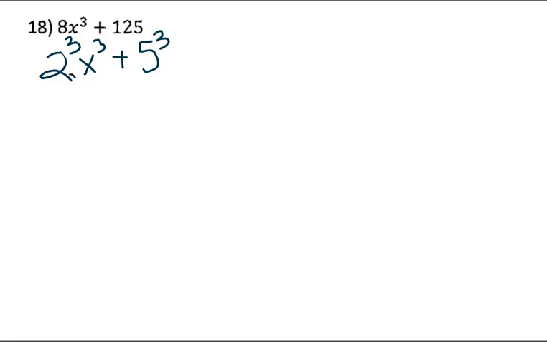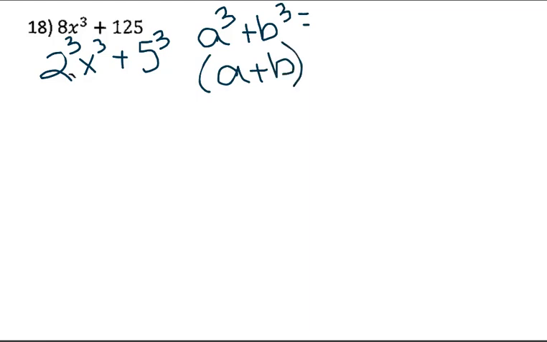I already checked to make sure I couldn't take out a GCF, and since I can put them both in cube form, and I have a plus sign, that means this is the sum of cubes formula that I will be using, which tells me if I can write it as a cubed plus b cubed, the formula I should use starts with a plus b. It's a very similar formula, just different signs.